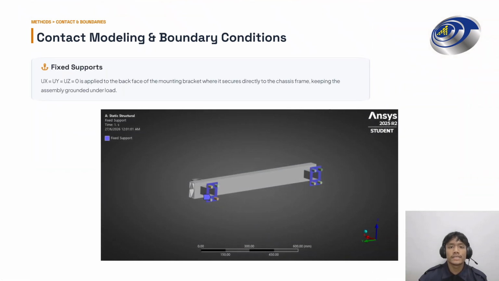Next, we establish the boundary condition by applying fixed support to the simulation model. As highlighted in blue on the graphic, we constrain all translational degrees of freedom, setting X, Y, and Z to 0. This replicates how the bracket secures rigidly to the vehicle's chassis frame. This crucial constraint keeps the entire assembly grounded, allowing us to capture realistic deformation when the load is applied.